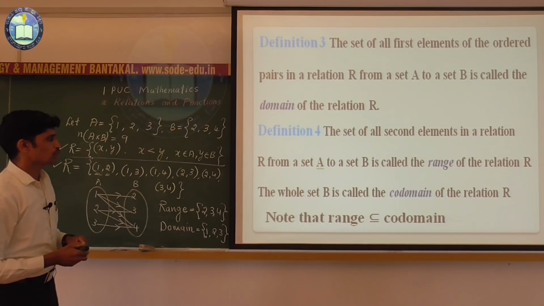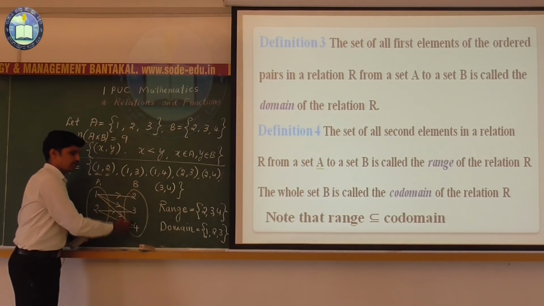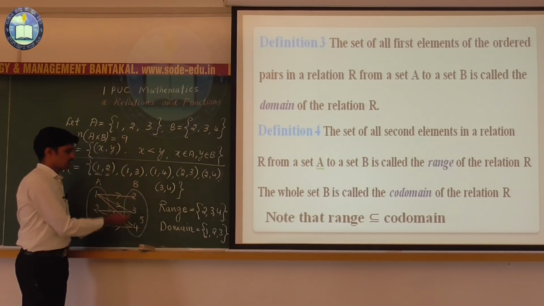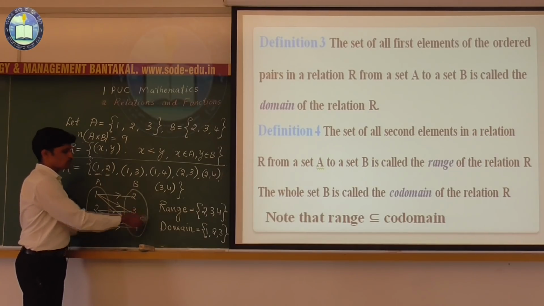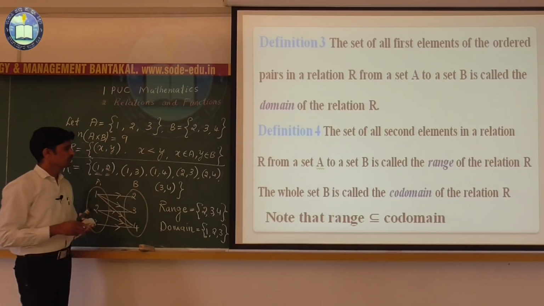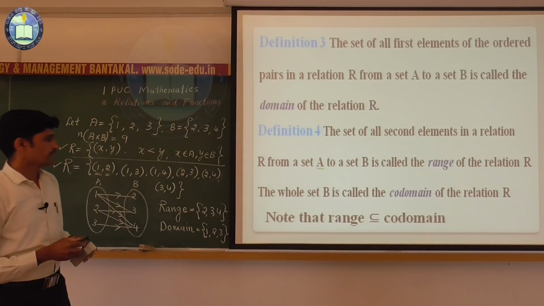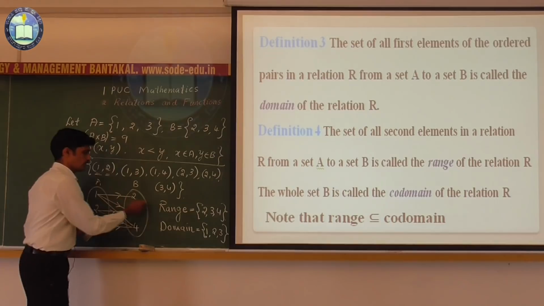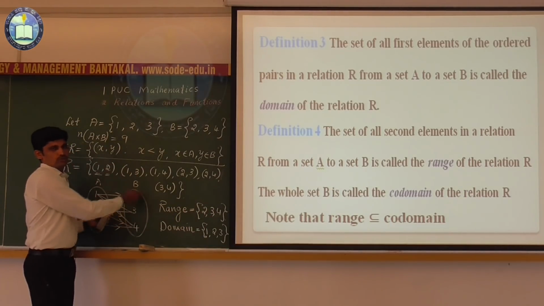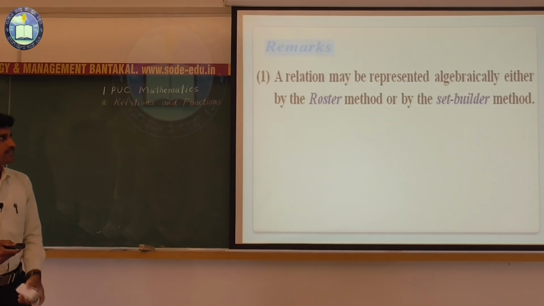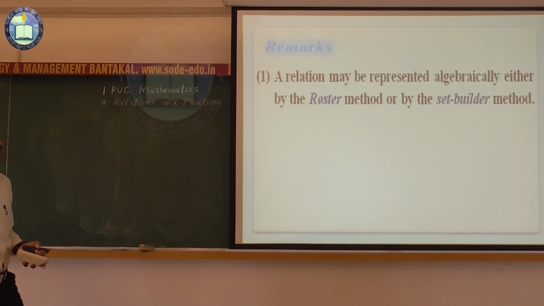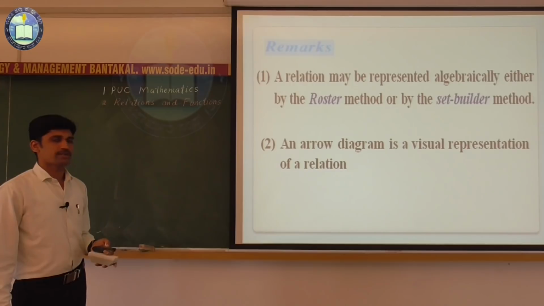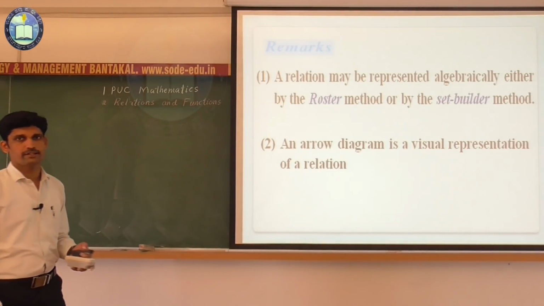The whole set B is called the codomain of the relation. Whole set. Here we don't have any extra element in this example. Otherwise, if there is an element say 5, which is not the image of any element in A, then that also belongs to that codomain of the relation. And range is always the subset of codomain, because all the elements of range belong to codomain. A relation may be represented algebraically either by the roster method or by the set builder method. An arrow diagram is the visual representation of a relation. That is what we have explained with the example.